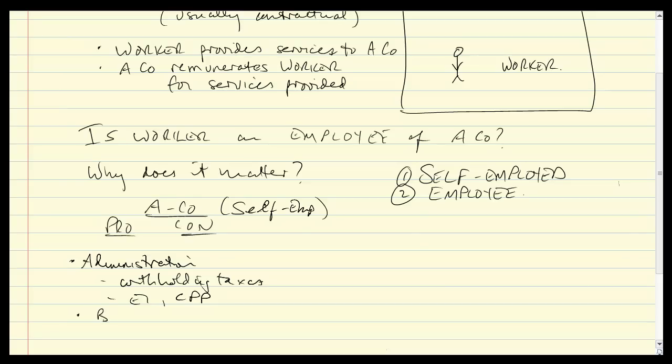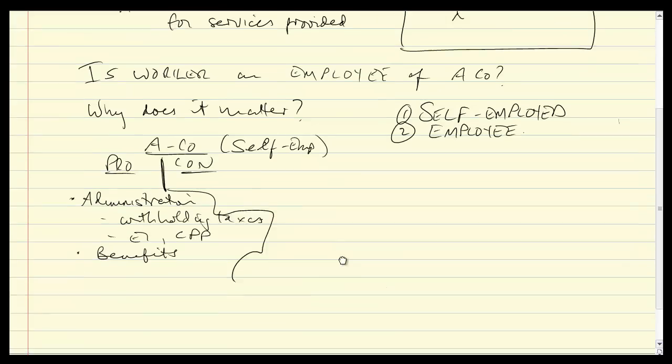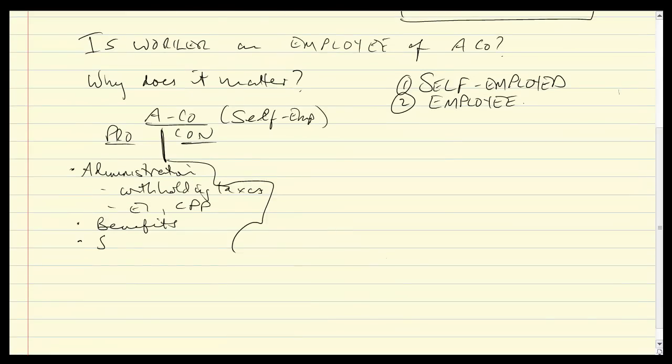Also, benefits. There are usually not very many benefits that have to be paid. I didn't draw these columns very nicely, did I? So this is all in the pro column. When we get to some cons, we'll put them over there. There's also this idea that they're easier to get rid of. If you have someone who is not your employee, labor laws and things like that don't govern what you have to do.